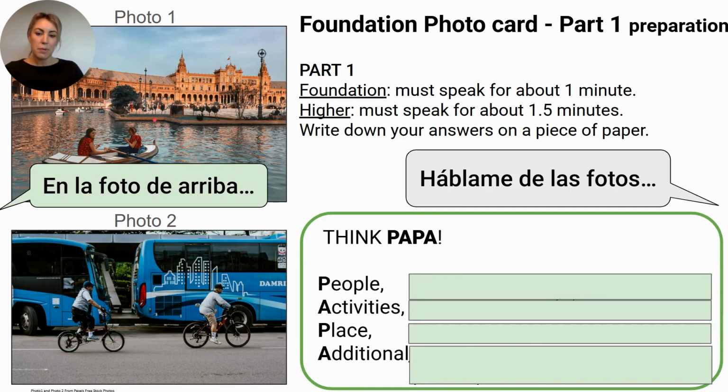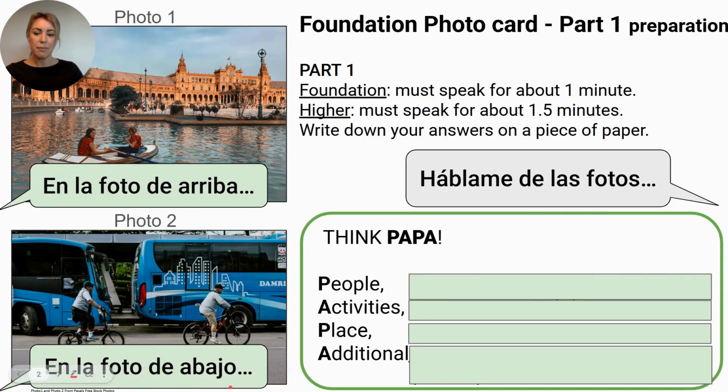You will describe the people you see in the photo as well as you can, the activities they're doing, the place they're at, and any additional information, including the weather, including, for example, I think they're having fun. Then you will link the information from photo 1 to the photo here at the bottom, saying sin embargo, however, and then en la foto de abajo, and then again, people, say as much as possible about people you see here, the activities they're doing, the place they're at, and any other additional information.